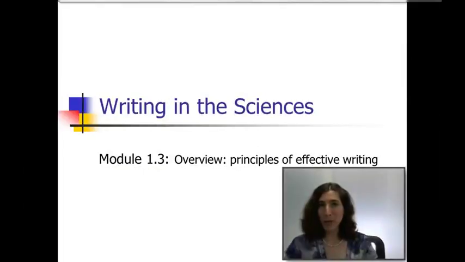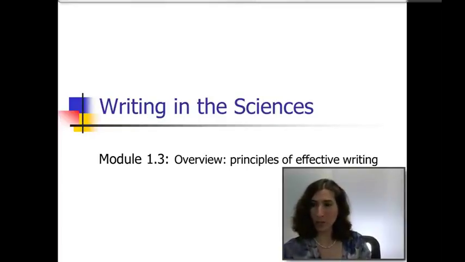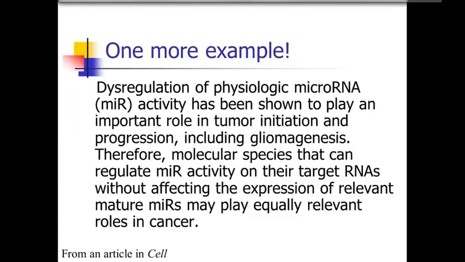So in this next module, I'm going to go through another example and use it to lead into giving you an overview of a couple of principles of effective writing that I'll be talking about this week as well as next week. So here's another example that I pulled out of Cell, which of course is the top biology journal. It has an impact factor of something like 32. So again, this is really representative of the kinds of things you read in the literature.